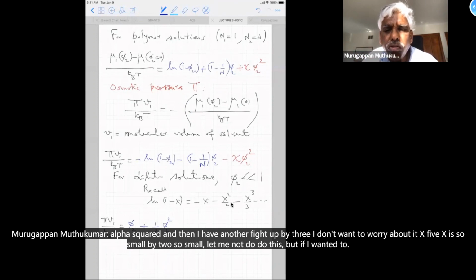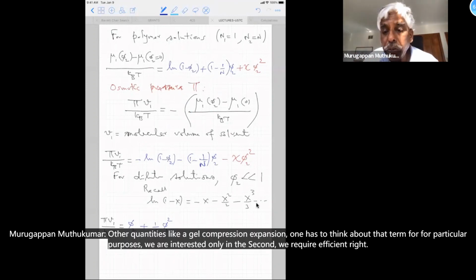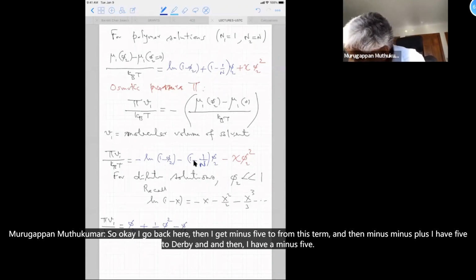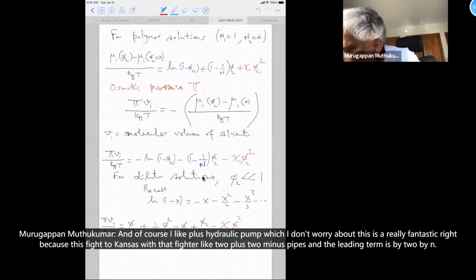Phi 2 is so small that I will not do this. But if I want to compute other quantities like gel compression or expansion, one has to think about that term. For our particular purposes, we are interested only in the second virial coefficient. So I go back here, then I get minus phi 2 from this term, and minus times minus is plus, so I have phi 2 divided by n. And then I have a minus chi phi 2 squared. And of course, I'll write plus higher order terms, which I don't worry about.